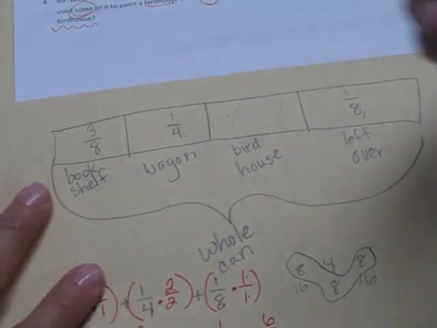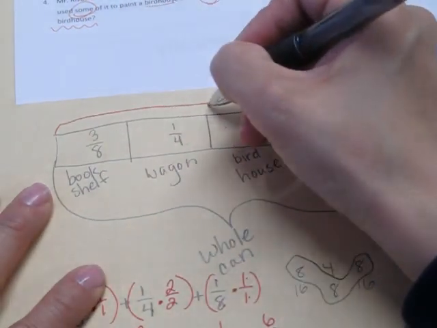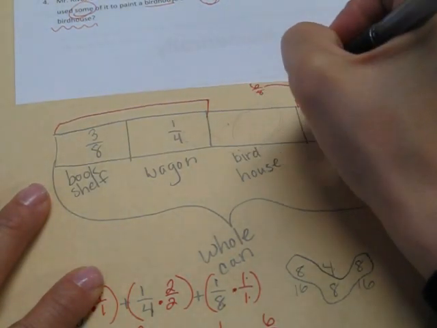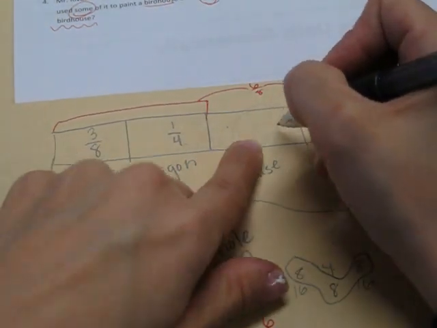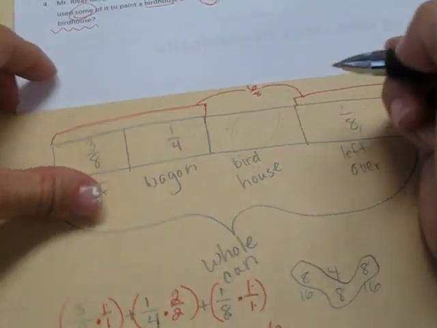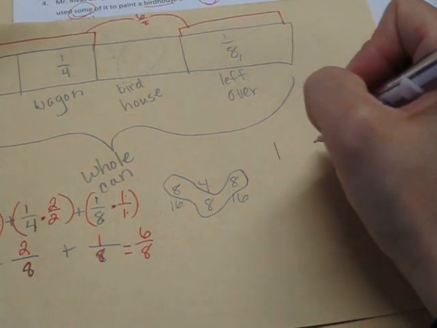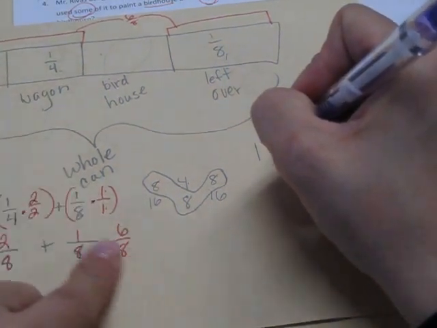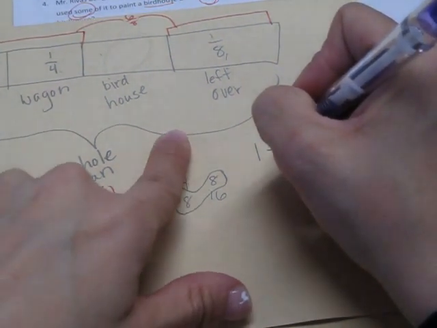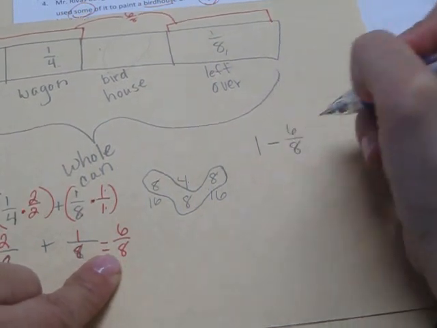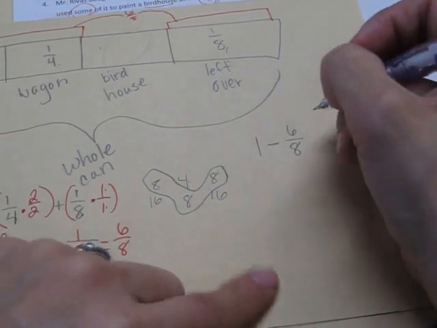If I go back up here, I know that if I were to add this up and this up, it's going to give me 6/8 for both of these. But I want to know how much is left for the birdhouse. So if I take my 1 whole can of paint and I subtract what I used and what I had left over, which we figured out was 6/8, it's going to give me what I need, what I used for my birdhouse.